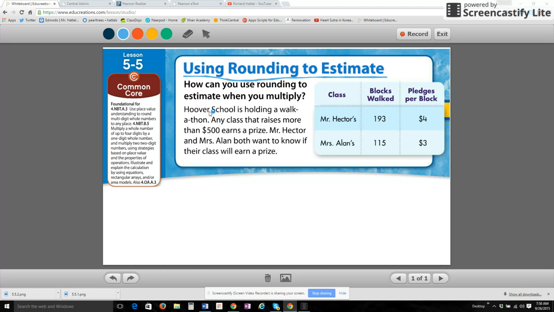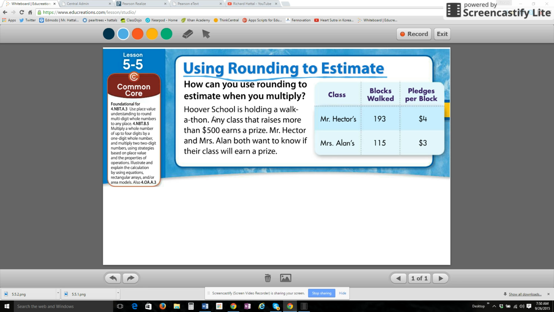All right, so we are adding a standard, and that is use place value understanding to round multi-digit whole numbers. And then we're also continuing on with our other standard, which is multiply a whole number of up to 4 digits by a 1-digit whole number, and multiply two 2-digit numbers using strategies based on place value and the properties of operations. And we're going to be able to illustrate and explain the calculation by using equations, rectangular arrays, and/or area models. All right, so in our example here, this is a great way to illustrate what we're going to be doing here.